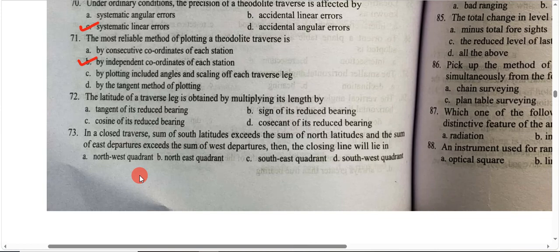The latitude of a traverse leg is obtained by multiplying its length by the cosine of its reduced bearing. In a closed traverse, if the sum of south latitudes exceeds the sum of north latitudes, and the sum of east departures exceeds the sum of west departures, then the closing line will lie in the northwest quadrant.